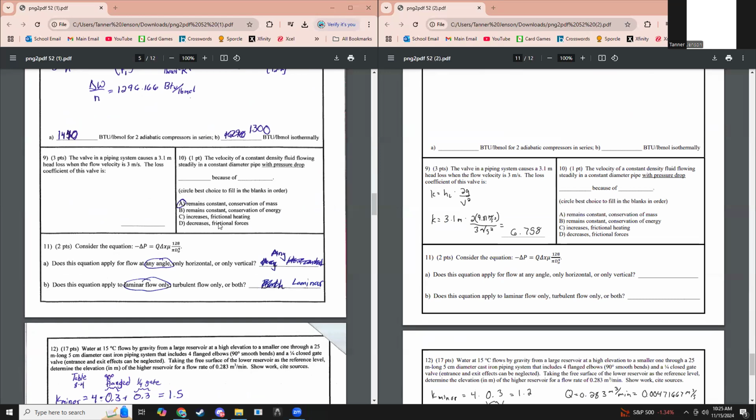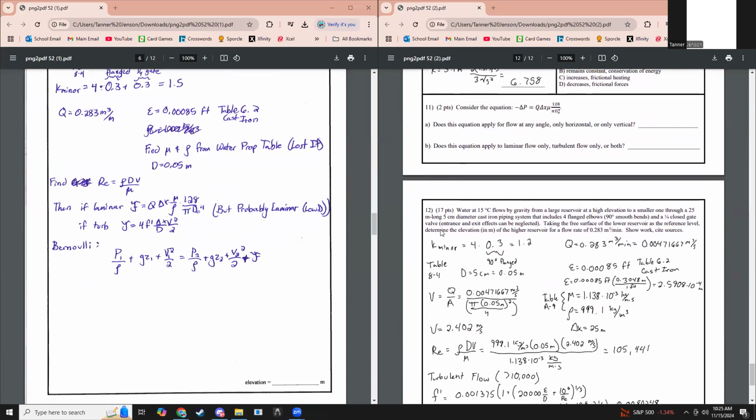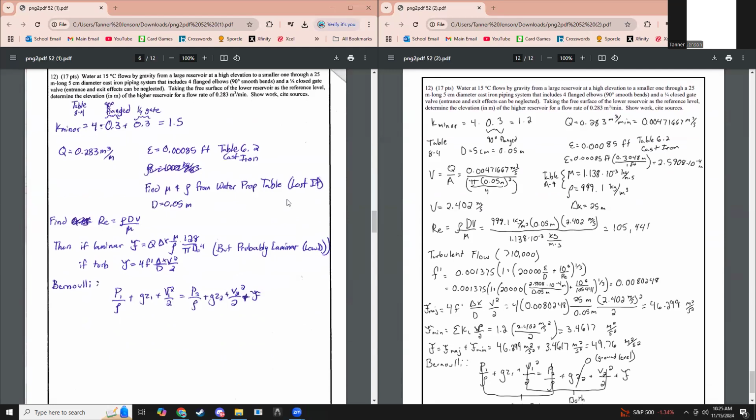For problem 12, my only issue during the exam was that I had lost my water properties table, so I couldn't find the values I needed for solving the problem. I wrote out what I could do and how I would solve it, but unfortunately, I couldn't get further than that. I did make a wrong assumption initially, thinking that it'd be laminar. However, that was not the case. It turned out to be turbulent.